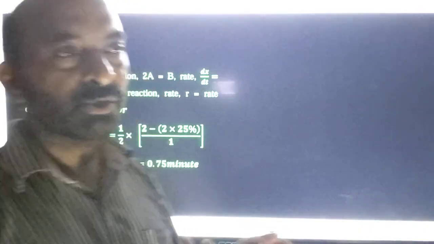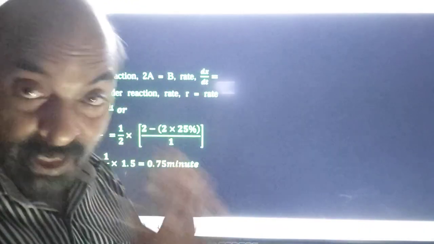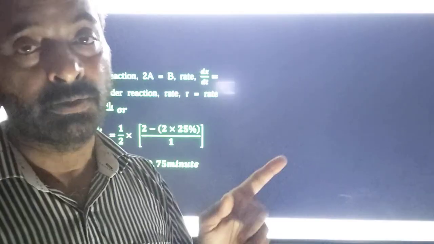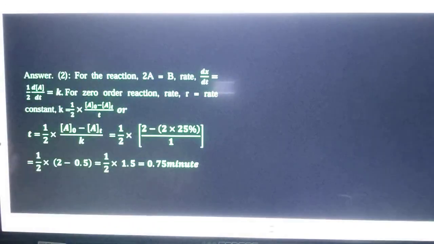The specialty of this question, or the thing you have to take care of, is that you have to multiply with 1 by 2, okay? Since it is 2A giving products.